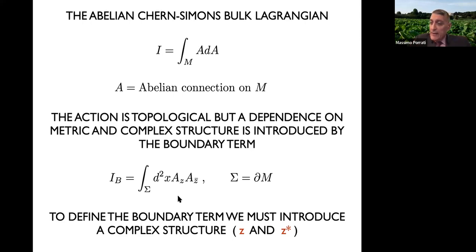The boundary term is the one that I call here IB, and that I choose here, introduces a dependence on the complex structure simply because you need a complex structure, in this case, to define what you call the holomorphic and anti-holomorphic components of the gauge field. Of course, what I wrote here is not the only boundary term that I can write, but it's the one that I will use, and it's the one that gives a partition function written in terms of the holomorphic component of the gauge field, and therefore depends on the complex structure.